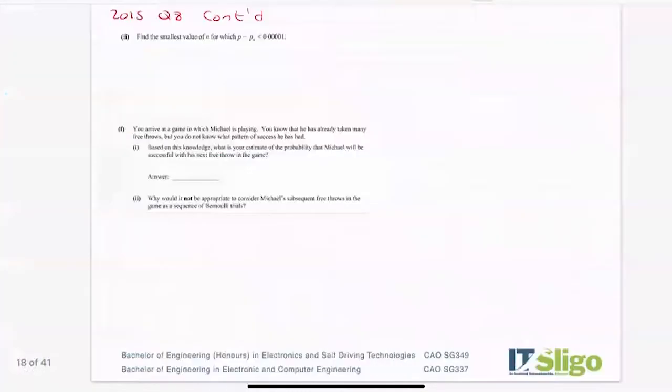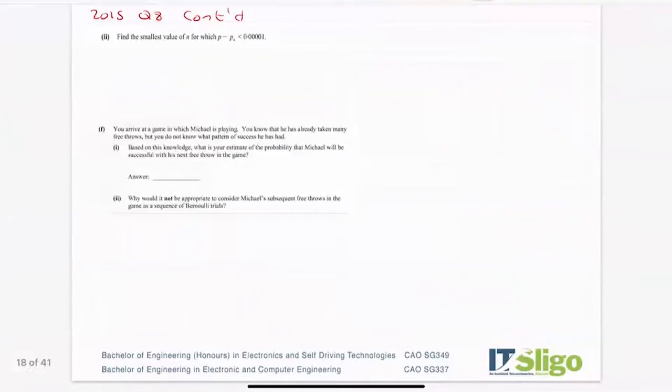So the continuation of that question then, part 2: find the smallest value of n for which p minus pn is less than that tiny number that's there. Find the smallest value of n. So a couple of things. Remember, this is a geometric sequence.